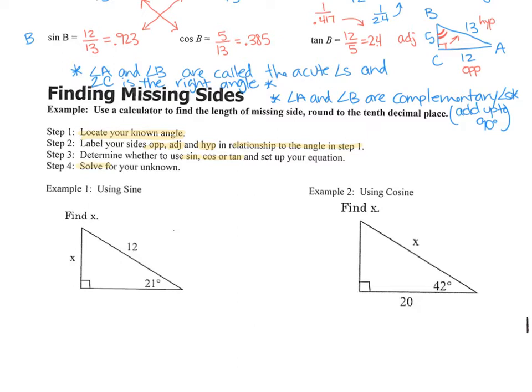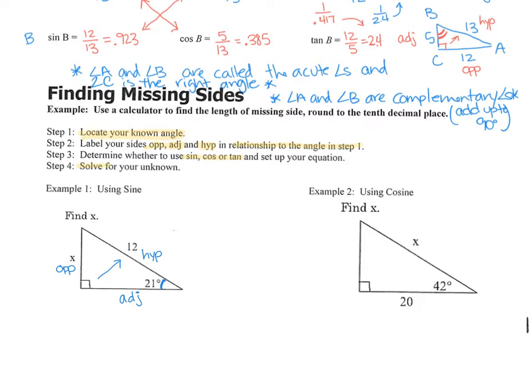In this problem, it says to find x. So first, locate your known angle. I know the 21-degree angle. So I'm going to mark my blue arc mark there, and I'm going to use that angle to do step 2. Let's label the sides. My side labeled x is opposite of the 21 degrees. My 12 is the hypotenuse. That makes my blank side my adjacent side.